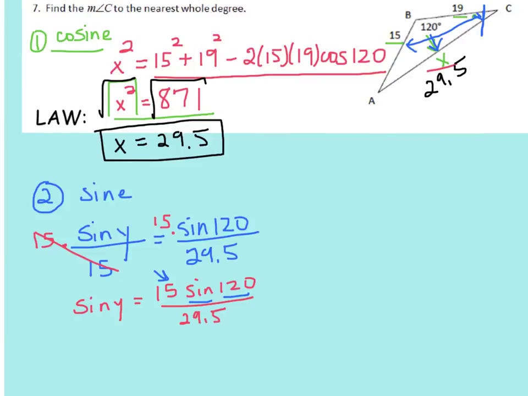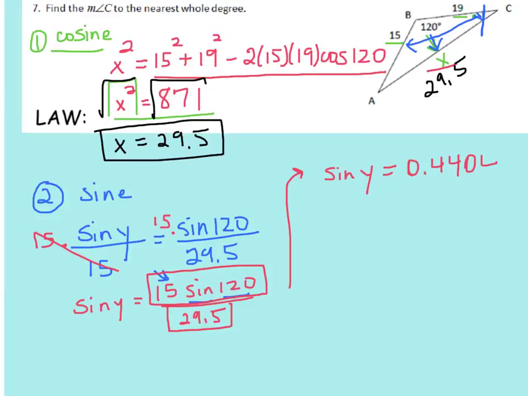So now, in my calculator, I would type 15 sine 120, hit enter, then divide by 29.5, and that's going to give me the sine of y is equal to 0.4404 when I round. Once again, I have to be careful at this end because y is not yet by itself. What am I trying to find? I'm finding an angle. So this means I need to convert this to inverse sine of 0.4404. That will give me y. Type that into my calculator, and it will tell me that y is 26.1 degrees.